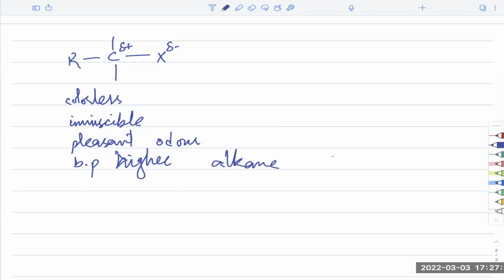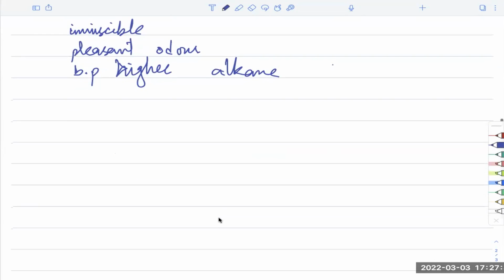And again, the reason is because even though the induced dipole is the main force there, the strength is increased because of this polar part. So the boiling point is slightly more, the melting point is slightly more, but not as much. So here's a graph to represent that.